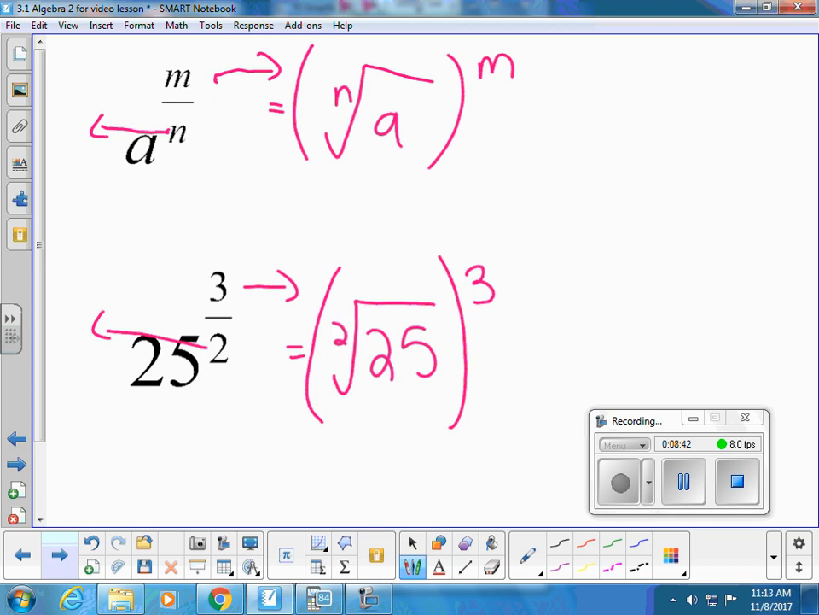So as with anything, you will start on the inside of your parentheses. The square root of 25 equals 5, and then 5 cubed is 125. We're just going to deal with the positive answers for this one, because I realize the square root of 25 could be a negative 5, but we're just going to do the positives.